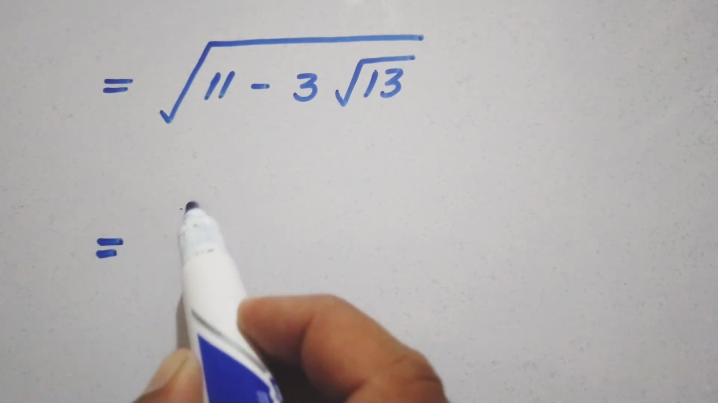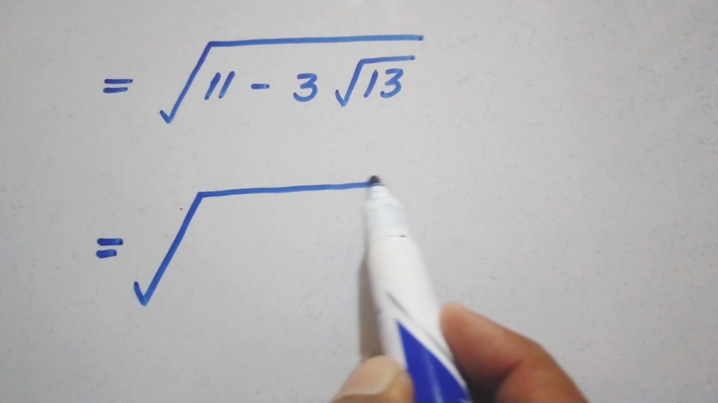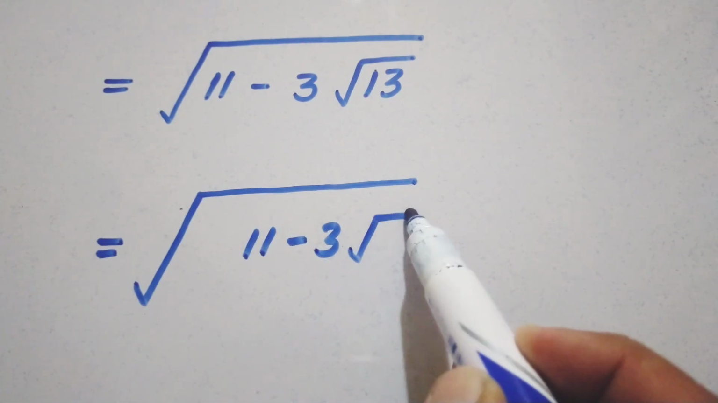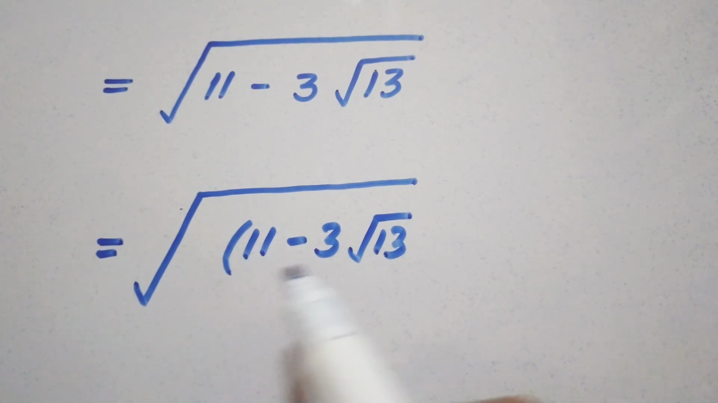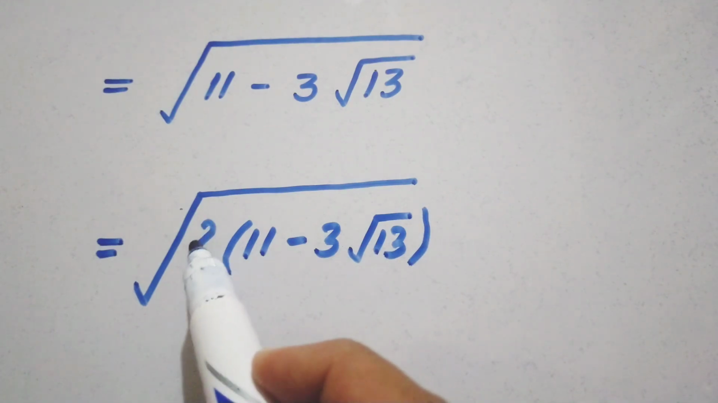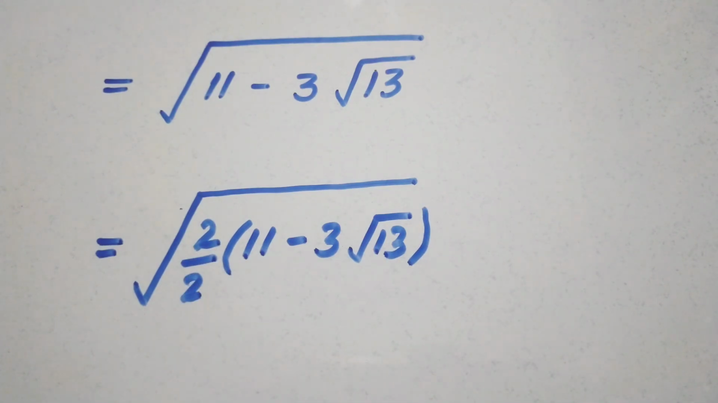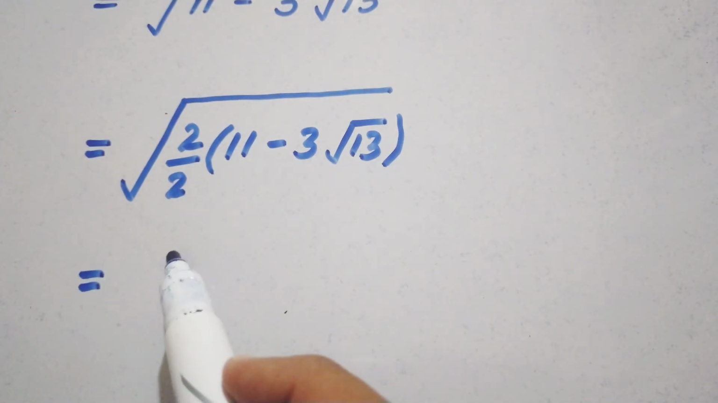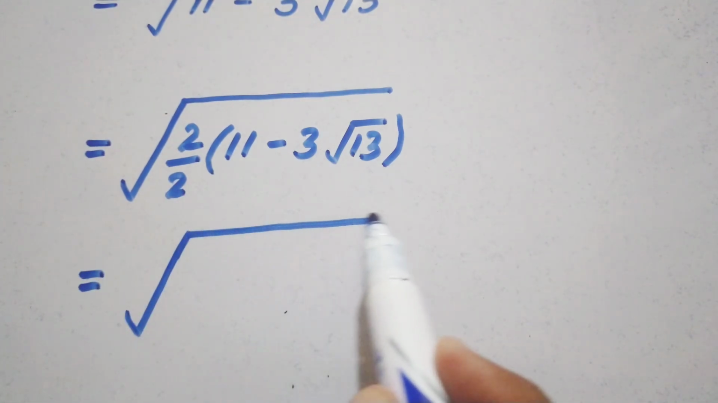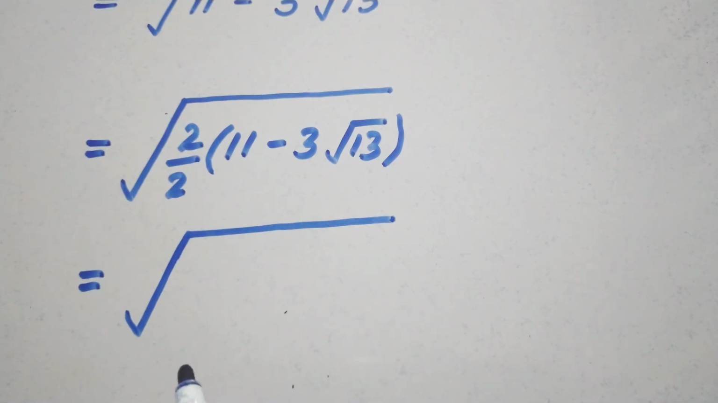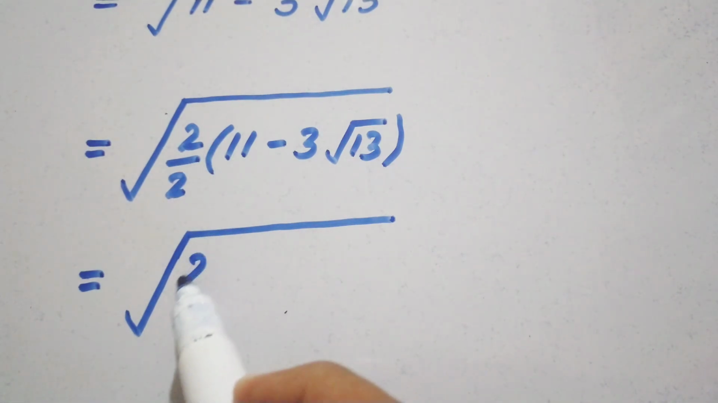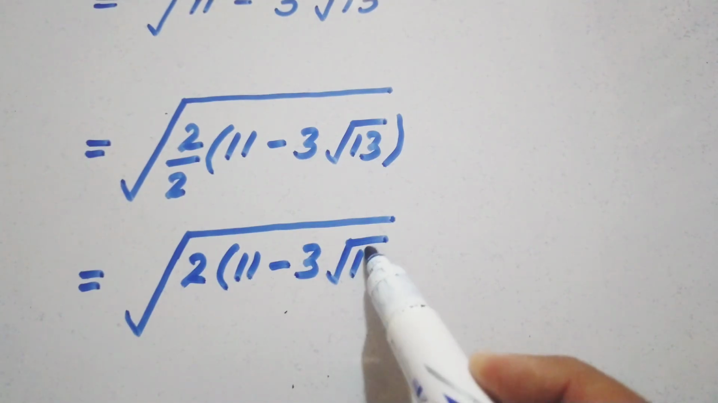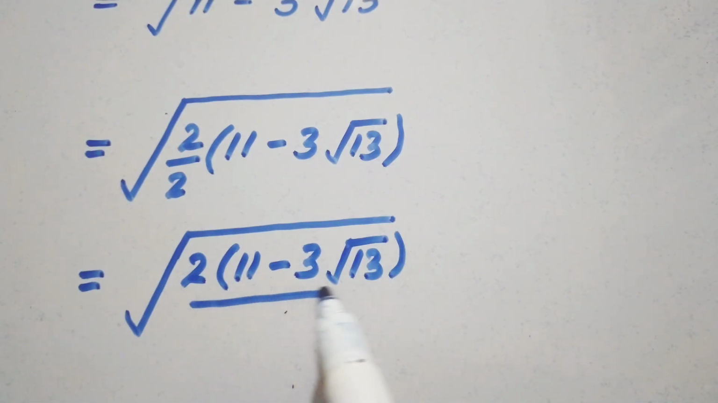Now this we can write as square root of 11 minus 3 into square root 13, multiplying and dividing by 2. So after multiplying, the numerator will multiply with the numerator and the denominator will multiply with the denominator. So this will become 2 into 11 minus 3 into square root 13, divided by 2.